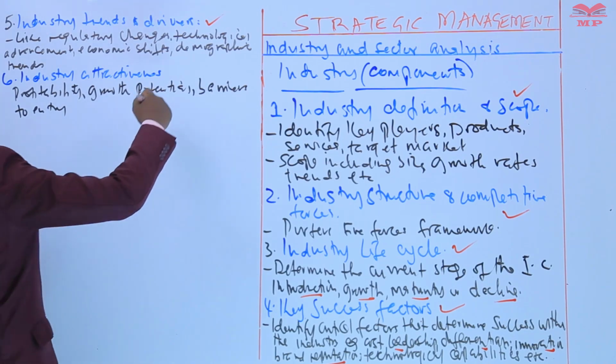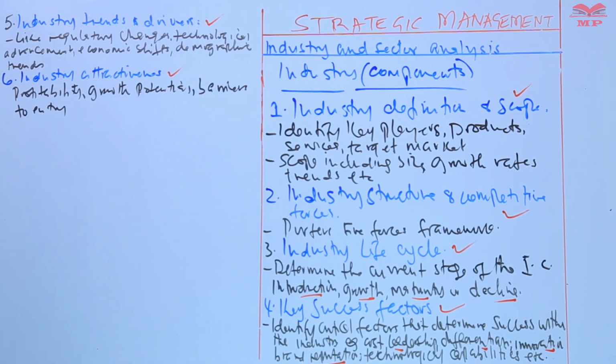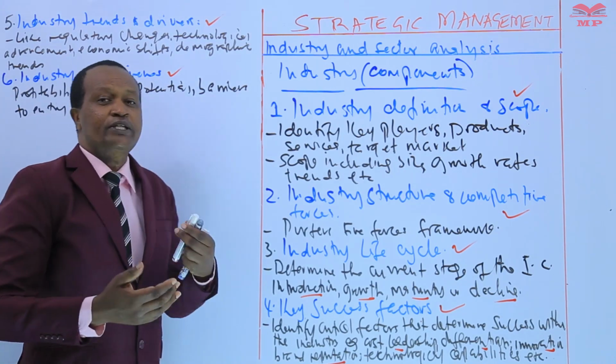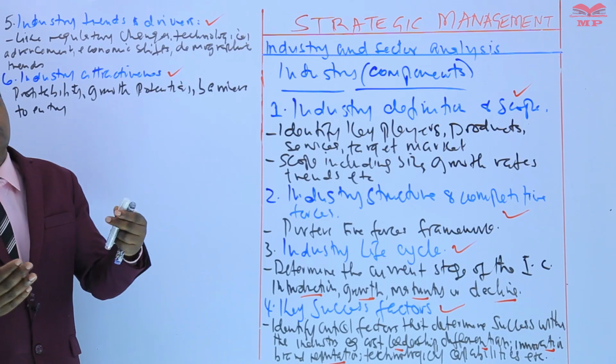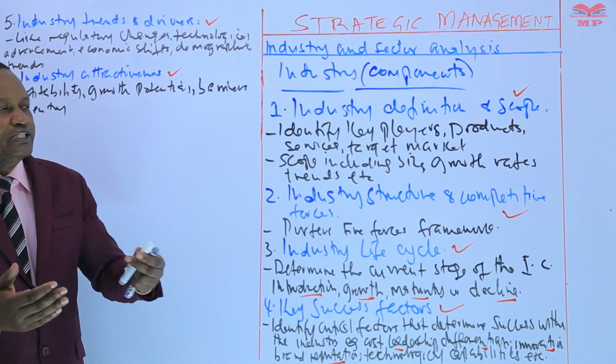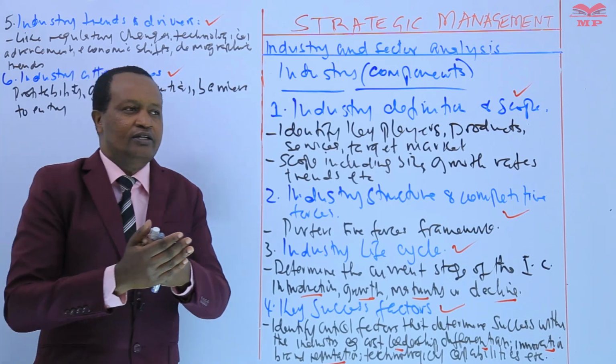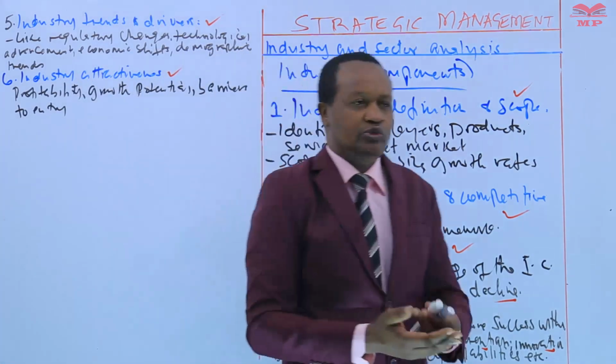Then lastly, analyze industry attractiveness. And that involves evaluating the overall attractiveness of the industry based on factors such as profitability, growth, barriers to entry, regulatory environment, and so on. Then we've said that one also determines whether the industry is attractive for new entrants or existing players. So currently, this industry analysis is a critical tool for businesses to understand their competitive landscape and also make informed strategic decisions.